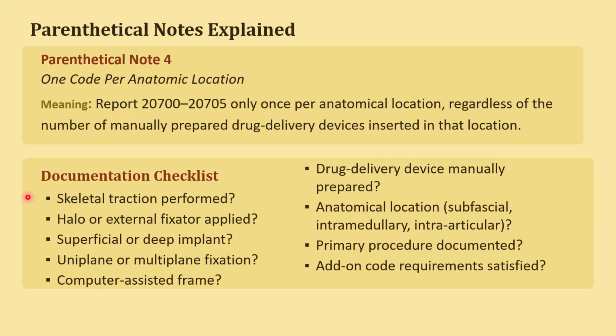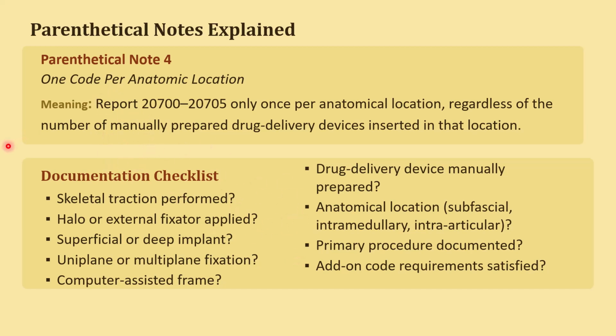You have to check whether skeletal traction was performed or not, halo or external fixator plate, superficial or deep implant, uniplane or multiplane fixation, computer assisted frame or not, drug delivery device manually prepared or not, and anatomical location, for example subfascial, intramedullary or intraarticular. Depending on the depth, the code changes. And you have to check the primary procedure is documented, and that the add-on code requirements are satisfied. So these are the important checklist items of this section.